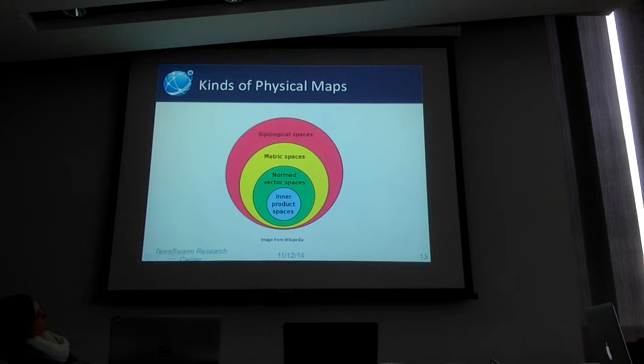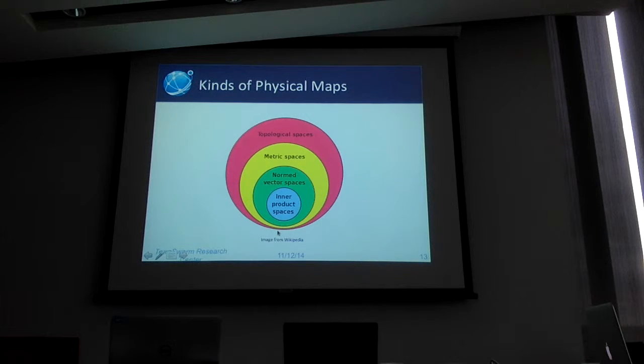But first, physical maps. This is an image from Wikipedia which describes the idea of different kinds of mathematical spaces. Basically, the Euclidean space that we all know and love is an inner product space, which fits inside this little bubble. But there are other spaces too, which you can think of as generalizations of the inner product space. So an inner product space is a metric space, but metric space is more general. It doesn't have the same requirements that inner product space does. And same with the topological space.